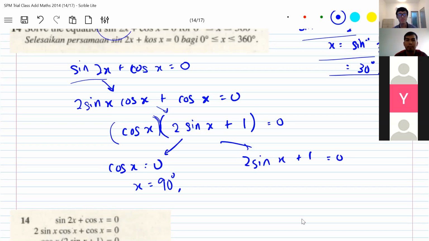Okay, but there are 2 answers to that. That's 90 and 270 actually. I'll explain to you why later on. And then for this, 2 sine x equals -1. Sine x equals -half.